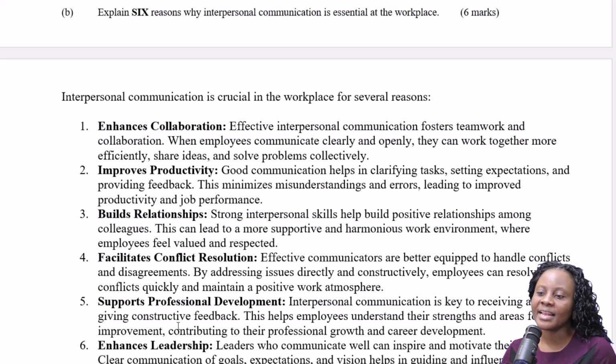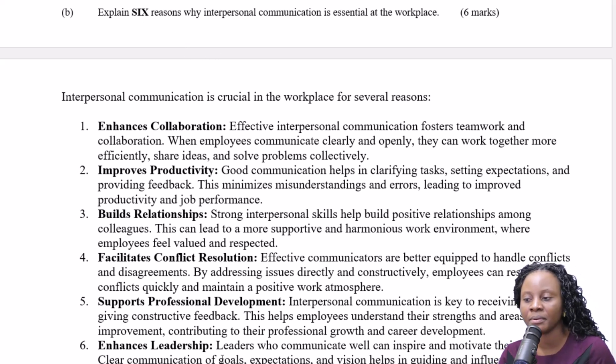And then lastly, because the question is looking for 6 reasons, you have it enhances leadership. Leaders who communicate well will influence more than those leaders who do not know how to communicate. Being a leader is not just being influential. You cannot be influential if you don't know how to communicate with people. So unless you can communicate effectively with people, that is how you can convince them, persuade them, and influence them.